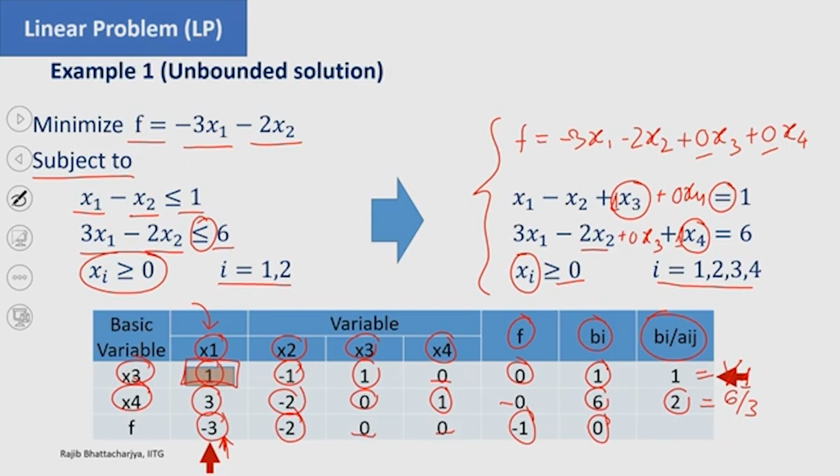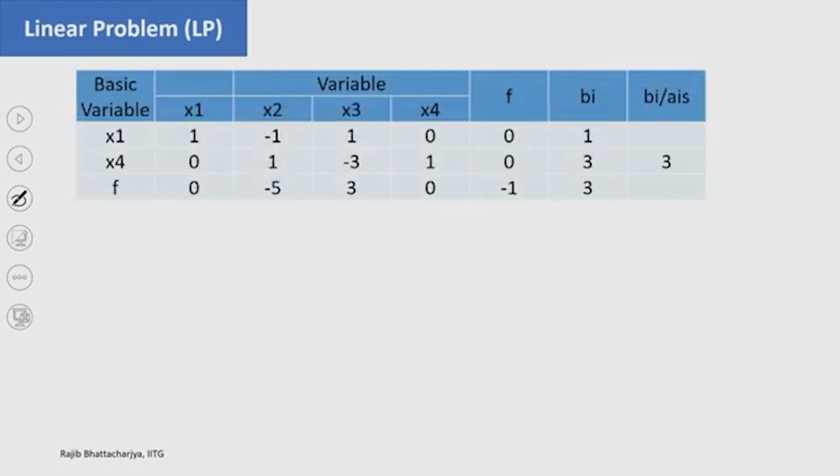Pivoting element means I will make it 1, but in this case it is already 1. Now I have to make this particular coefficient 0 and this also 0. We can do the row operation and finally I will get this particular table. I have not shown you the calculation part, but once you implement the row operations, you will get the coefficients 1, 0 and 0, and x1 is coming in as a basic variable and x3 is now leaving the basis, so it is now a non-basic variable.